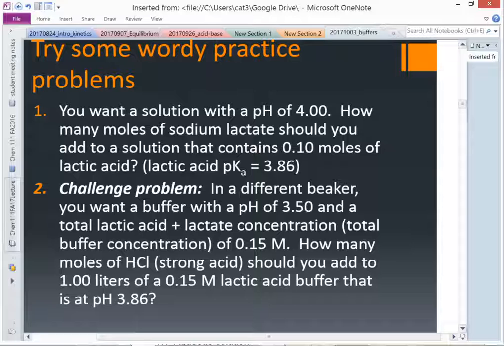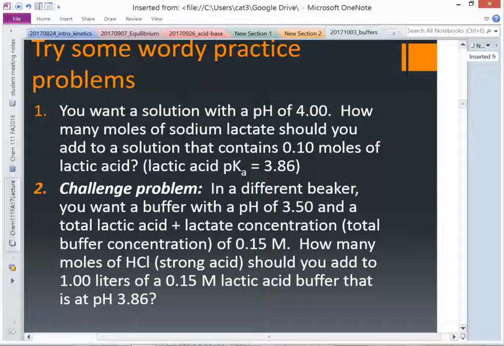Alright, so let's try that first one. You want very badly a solution of pH 4.00. How many moles of sodium lactate should you add to a solution that contains 0.10 moles of lactic acid? Lactic acid pKa equals 3.86.